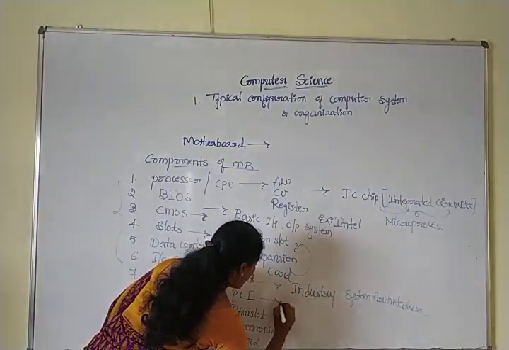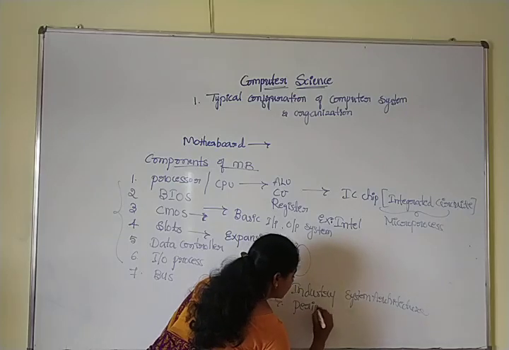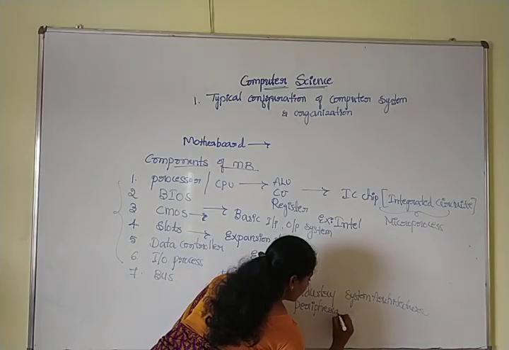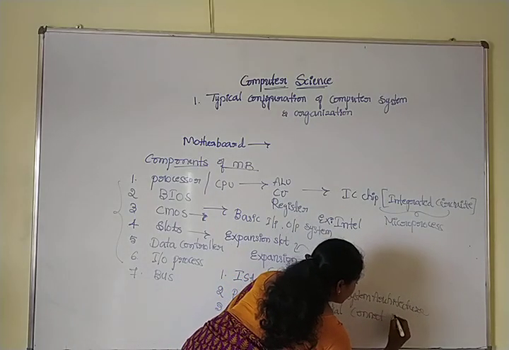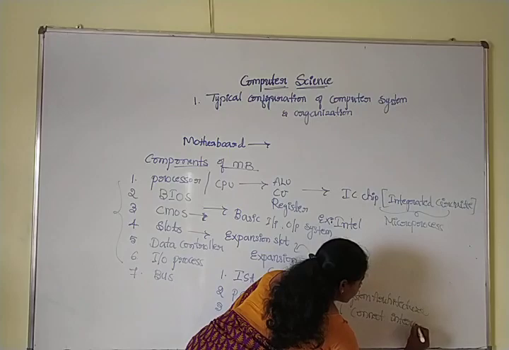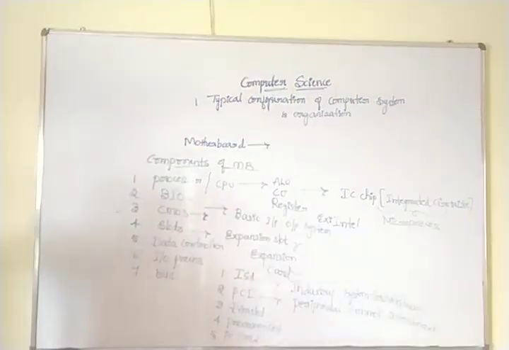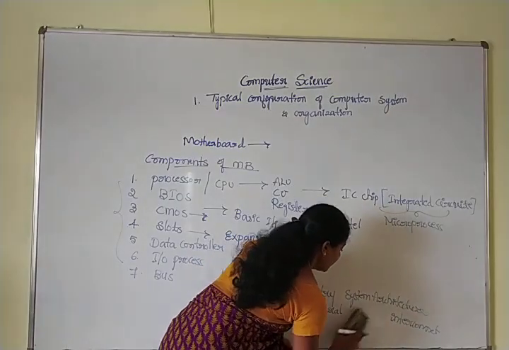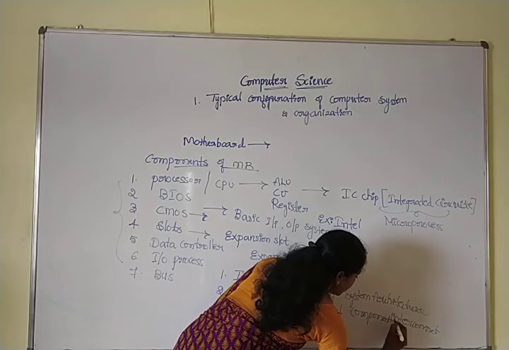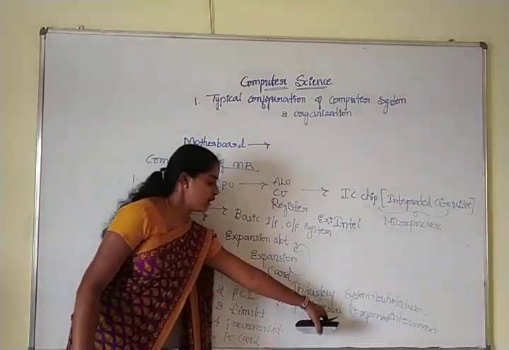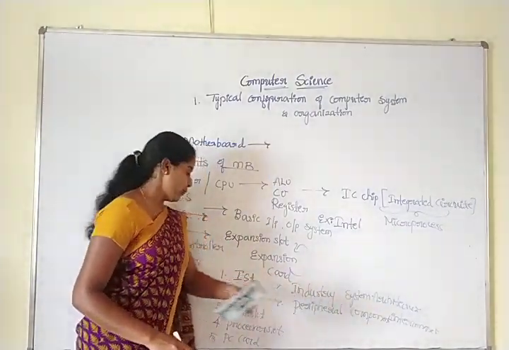The second one is PCI. PCI stands for Peripheral Component Interconnect, which is used to connect the graphics accelerator card and sound card to our computer system.